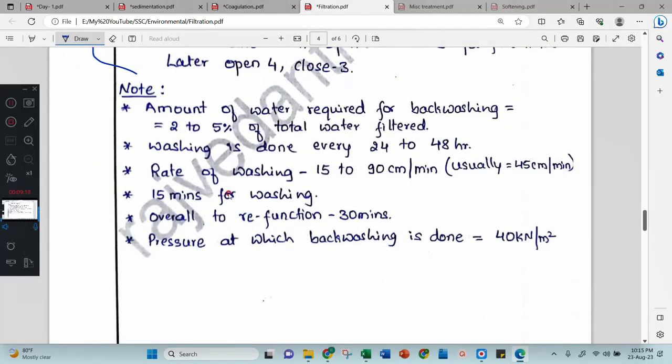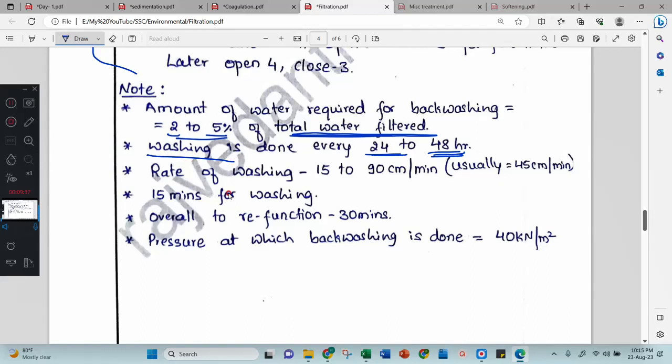Next, we have some points here. The amount of water required for back washing is how much? 2 to 5% of the total water filtered. Of the total water we filter, 2 to 5% will be used for back washing. Washing is done every 24 hours to 48 hours, meaning in one day or 2 days you have to start washing that one.